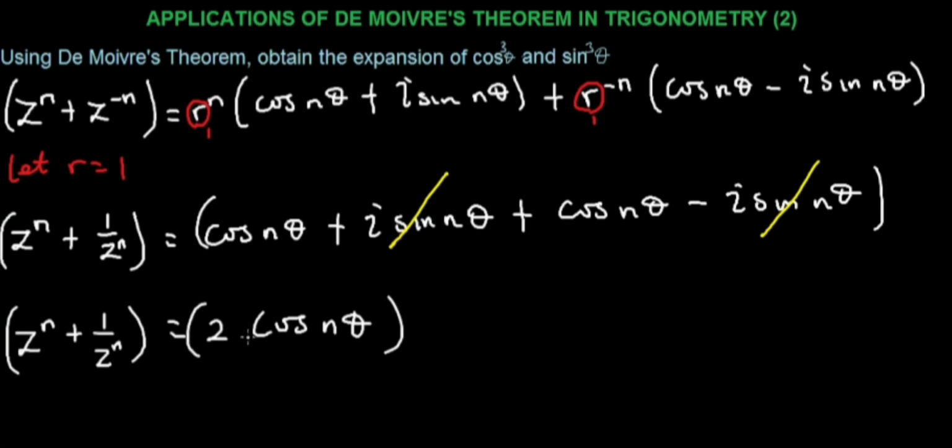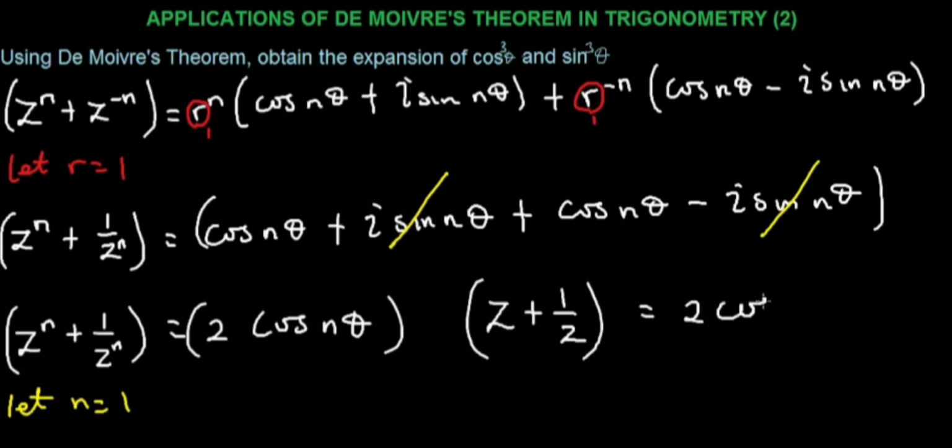Alright, now let our n be 1. Let's assume we are doing it in the first power, so let n be equal to 1. Therefore I will have z plus 1 over z, since our n is 1, will be equal to 2 cos theta.